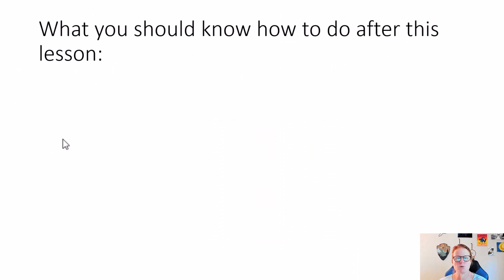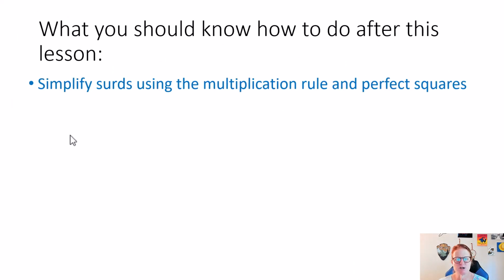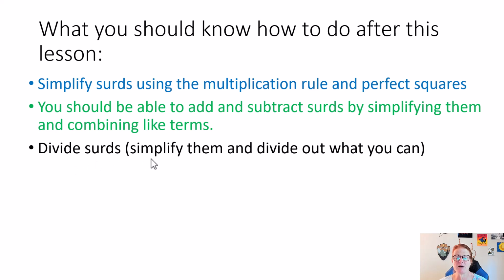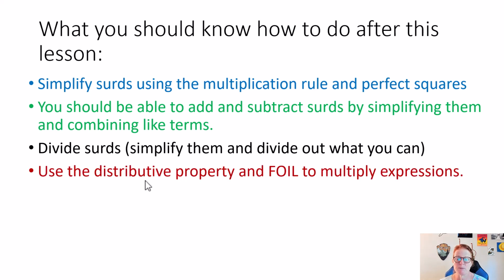All right, so what should you know after doing this lesson? First thing, you should know how to simplify surds using the multiplication rule and perfect squares. You should be able to add and subtract them by simplifying and combining like terms. You should be able to divide them. Remember, simplify and divide out what you can. You should be able to use the distributive property in FOIL to multiply expressions with more than one term.